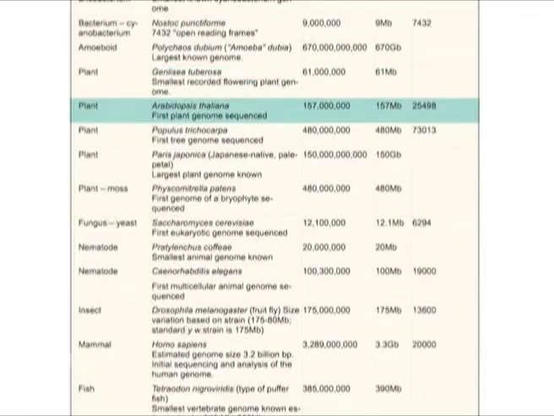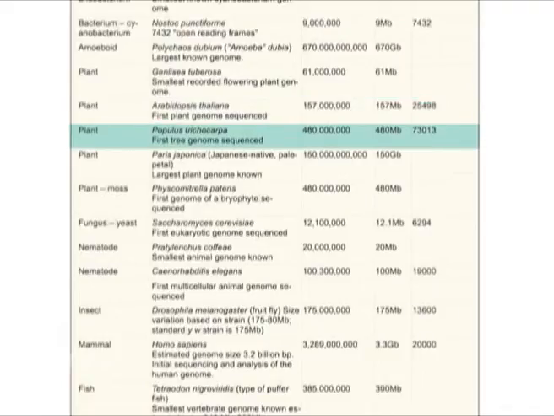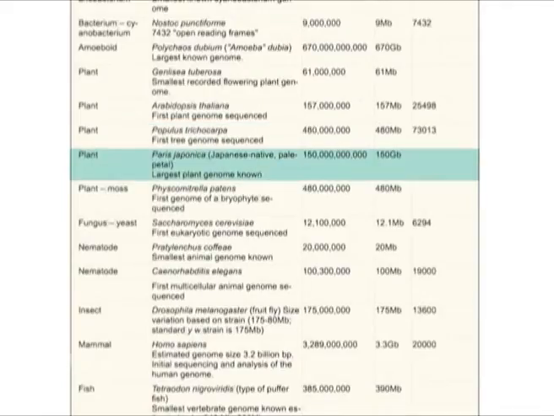Arabidopsis thaliana, which was the first plant genome to be sequenced, has a genome size of 157 MB. Populus trichocarpa, which was the first tree genome to be sequenced, has a genome size of 480 MB. Paris japonica, the Japanese native pale petal, has the largest plant genome known, and the genome size is 150 GB.